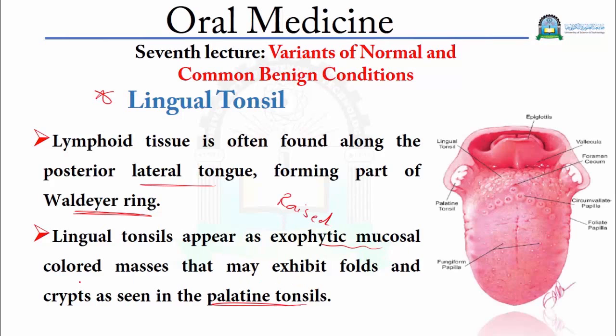The lingual tonsils, as we see in this figure, are presented at the posterior part of the tongue. This is the epiglottis, this is the foramen cecum, and this is the circumvallate papillae, which are presented as V-shaped papillae. This is the palatine tonsils and this is the lingual tonsils.